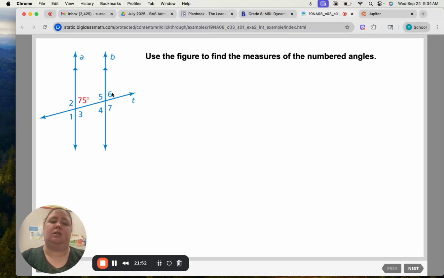Are there any other angles that would equal 75 because of something Miss C taught you on Monday? Oh, 2. 1. Why 1? Oh, because they're across? Because they make the X. They're a vertical angle. Very good. So 1 would also be 75 because it's a vertical angle. Now that you're looking at 1 and we know it's 75, Logan, are there any corresponding angles to number 1?